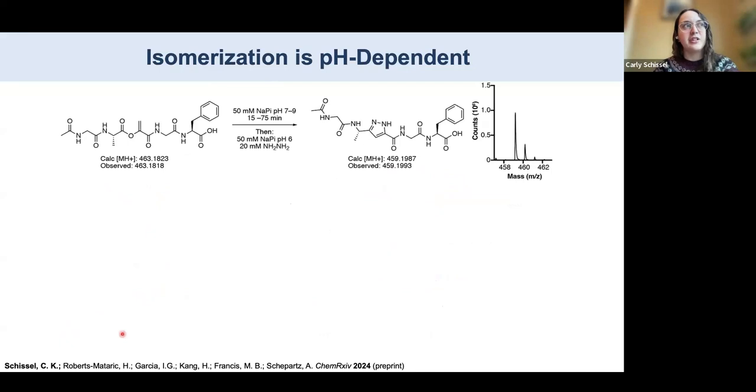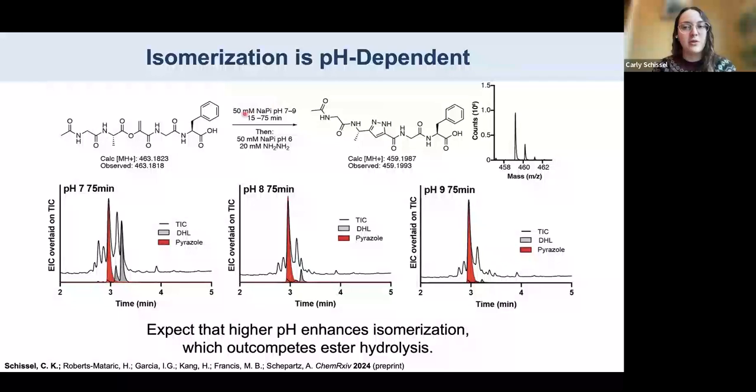Okay, and so I then looked at the isomerization of these peptides and found that, as expected, isomerization is pH dependent. And so here's a DHL peptide. I incubate it in base at pH 7, 8, or 9 for some amount of time, and then add hydrazine for 1 hour in order to form this pyrazole. So here I'm showing the final time points for pH 7, 8, and 9. Again, the black trace is the TIC. Red corresponds to the pyrazole, and gray corresponds to the starting material.